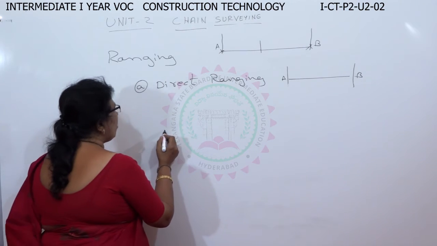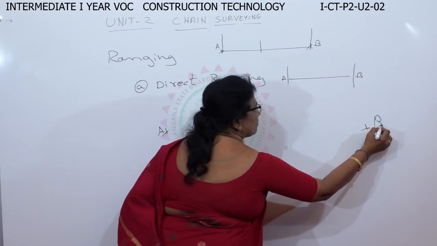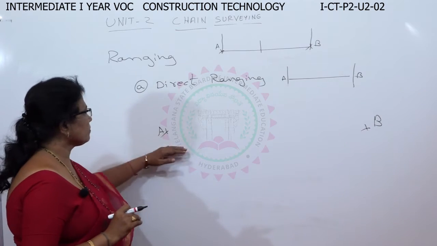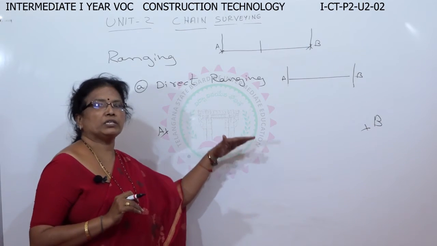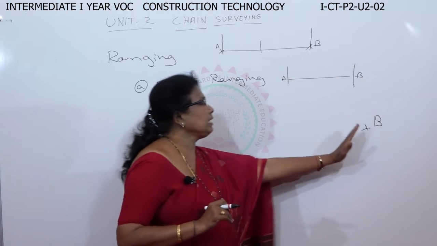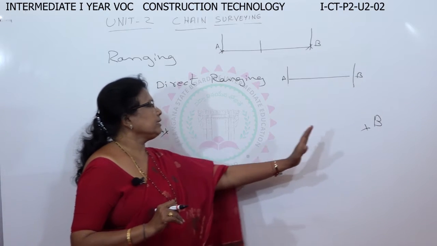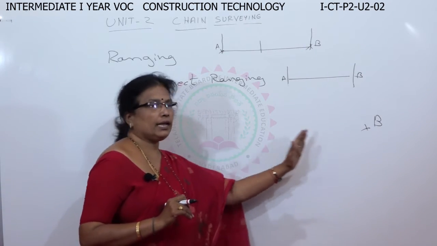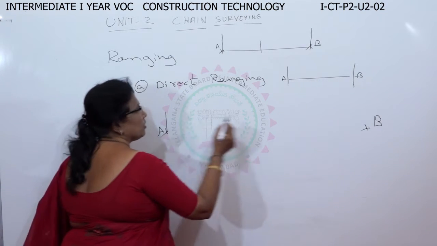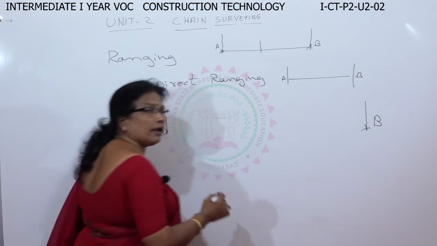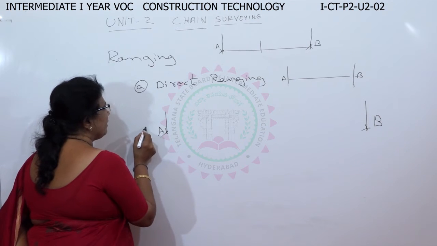Now we'll see how it is done by the eye. This is A and B, the two main stations between which we need to measure the distances. Before measuring the distances, we need to bring these two points in a straight line. When it is a little far, you have to bring these two points in a straight line. So you place one ranging rod here and one ranging rod at the end point. Then the person will stand here.